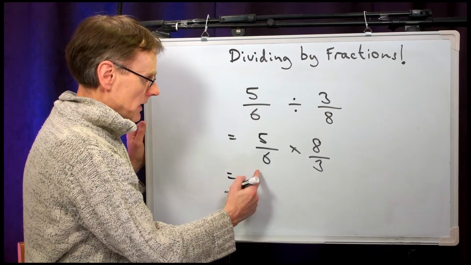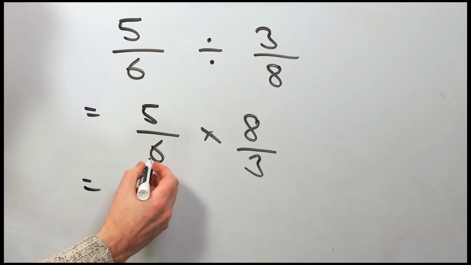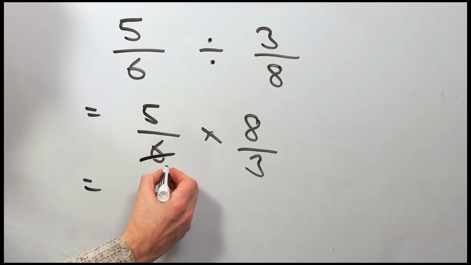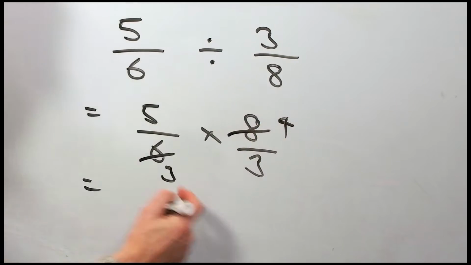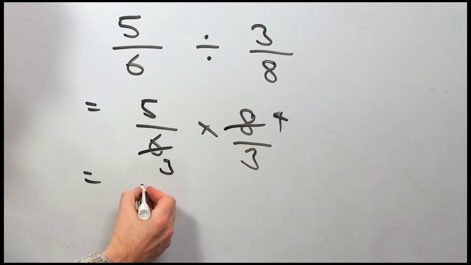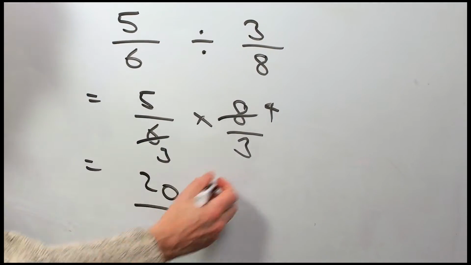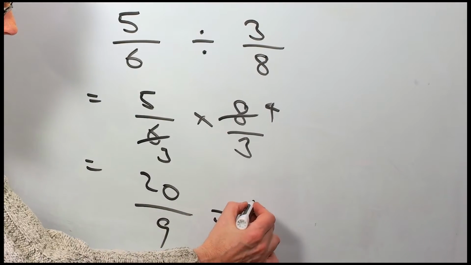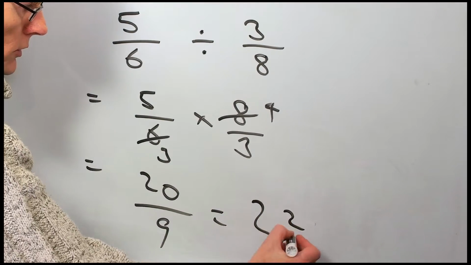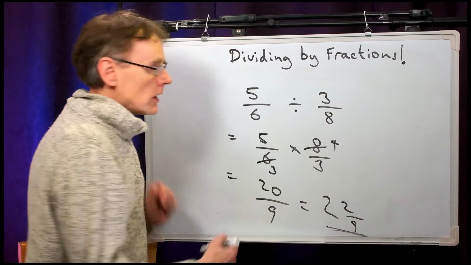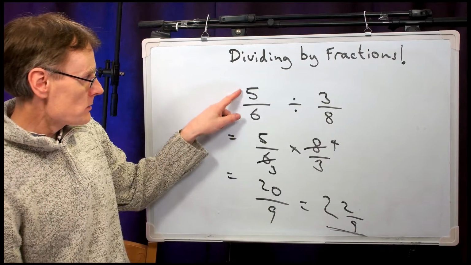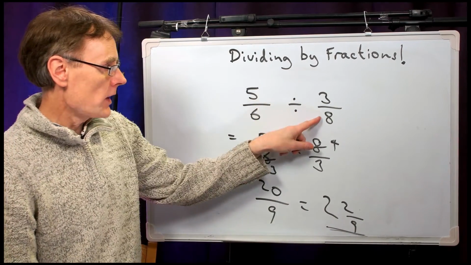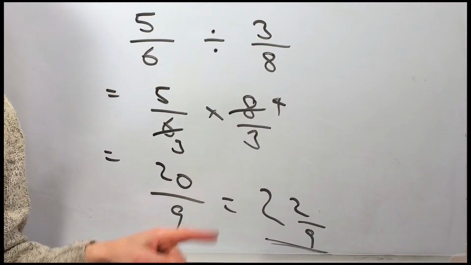So now we can cancel it down. 6 and 8. 2 goes into that 3 times and 4 times. Multiply out. 5 fours are 20 over 9. That's 2 and 2/9. Notice it's got bigger. We started with 5/6 and we've divided and the answer's become bigger.